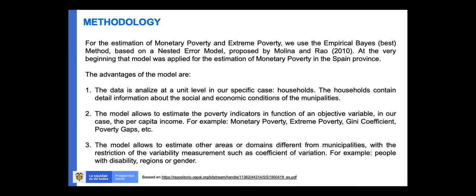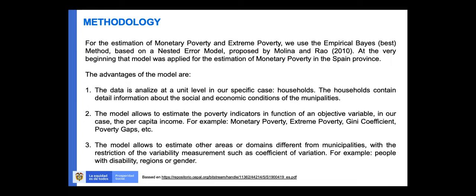About the methodology, in Colombia, we had the advisory of ECLAC for the construction of the poverty map. We checked different models and we defined the empirical best method based on a nested error model proposed by Molina and Rao in 2010 as the best option for our case. The advantage of the model is that the data is analyzed at a unit level, in our specific case, households. The households contain detailed information about the social and economic conditions of the municipalities.